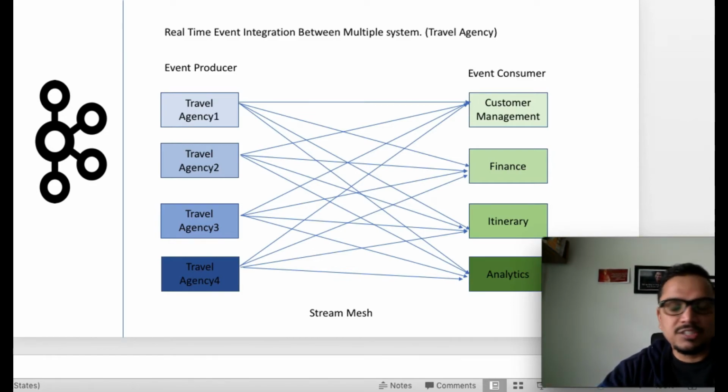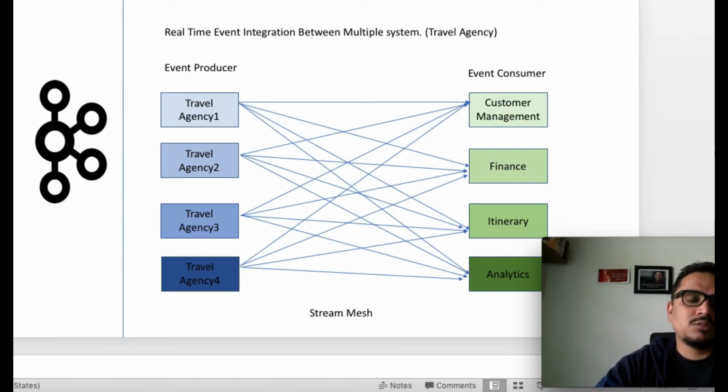There are three stages in any real-time event integration. First, event generation. Second, transporting those events. Third, processing those events. So what we are talking about here is event producer, event consumer, and how they are transferred over a network. In this example, I'm taking a travel agency, which is online across countries like India, China, US, or Europe. And we have other microservices: customer management, finance, itinerary, and some analytics being performed.